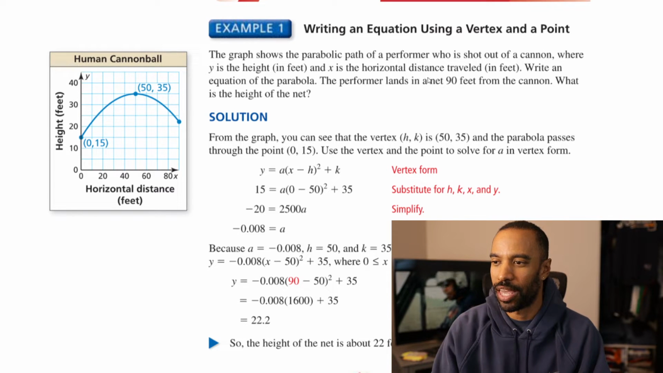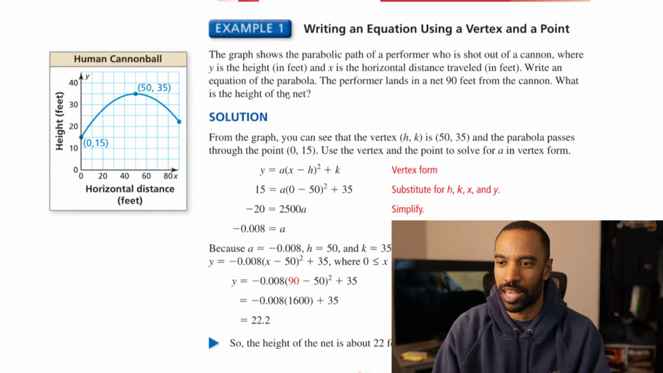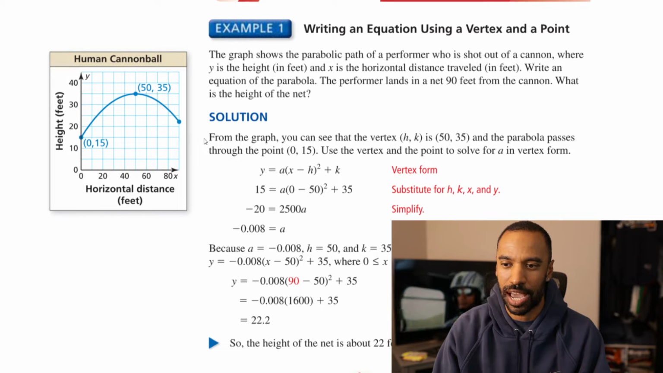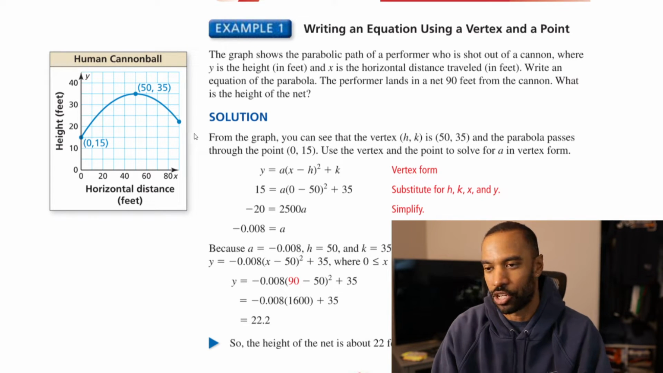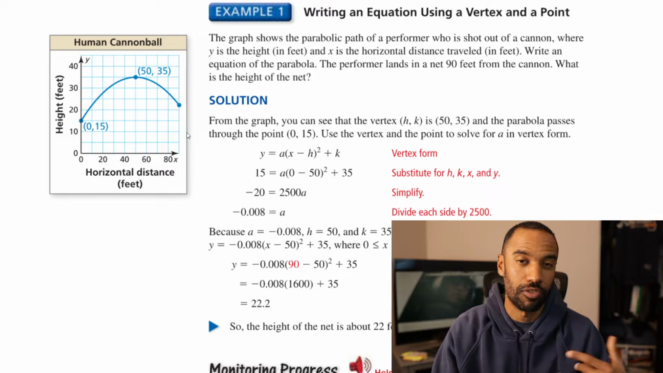And then it says the performer lands in a net 90 feet from the cannon. What is the height of the net? So somewhere where x is 90, there's a net there catching it, right? So that's the second question after you've come up with the model.